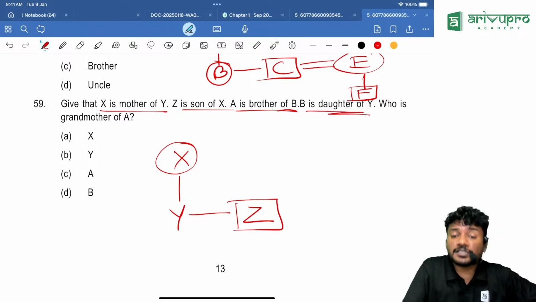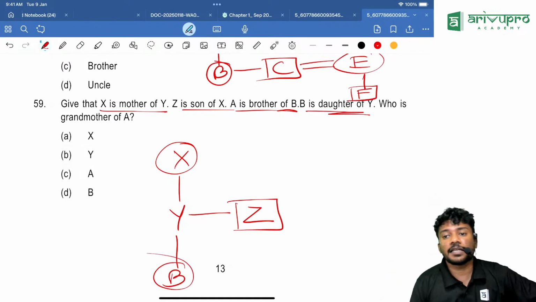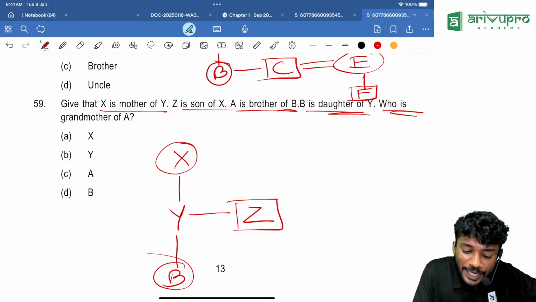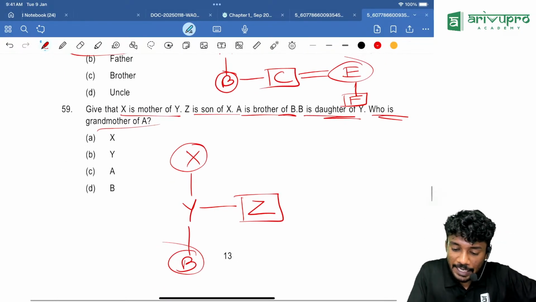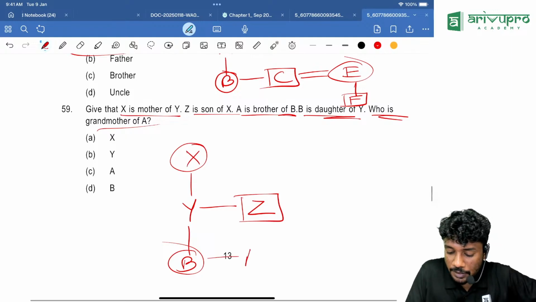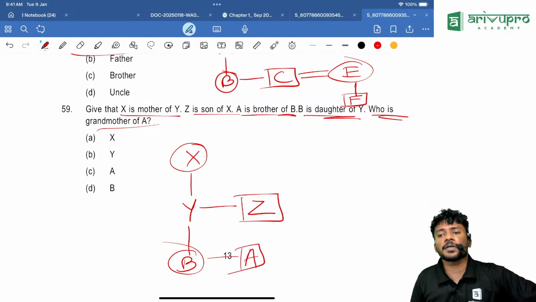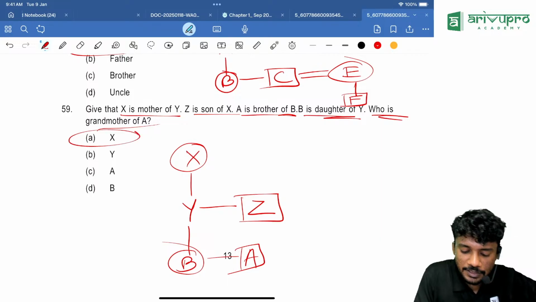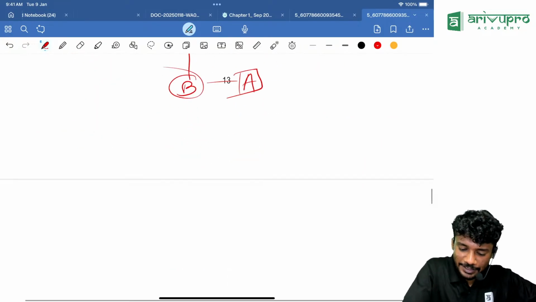Then B is daughter of Y. What does that mean? B is over here and is a female. Who is the grandmother of A? Then A is the brother of B, right? Who is the grandmother of A? What is the answer? Option A, X is the grandmother.